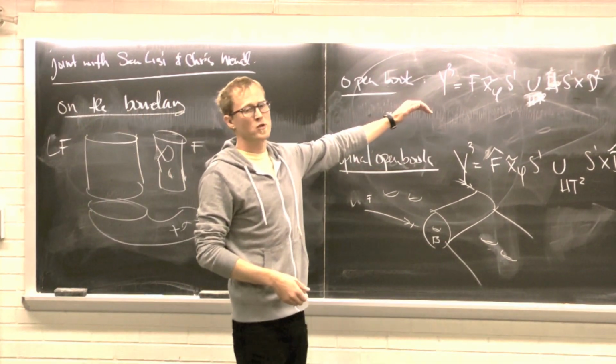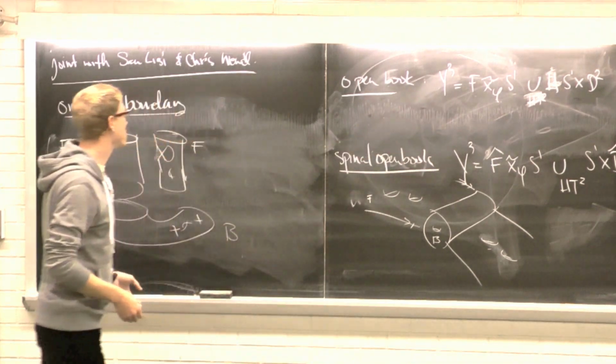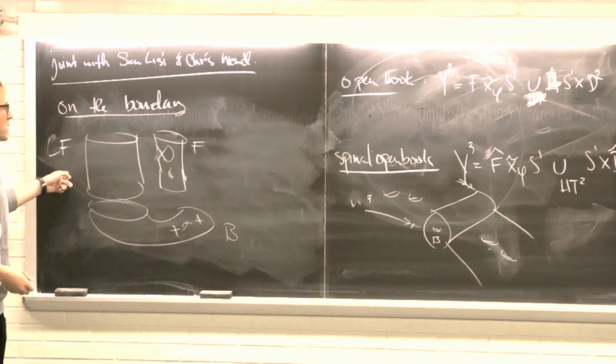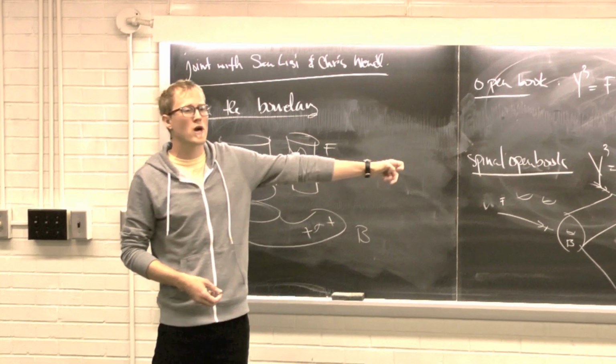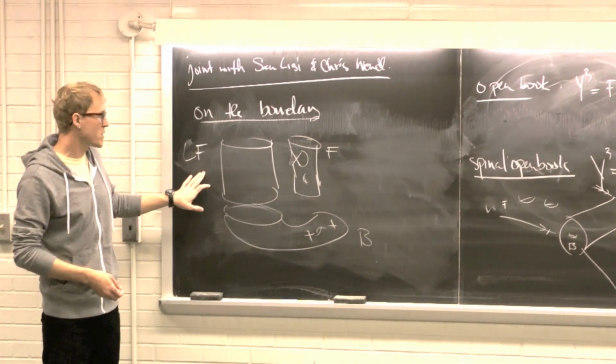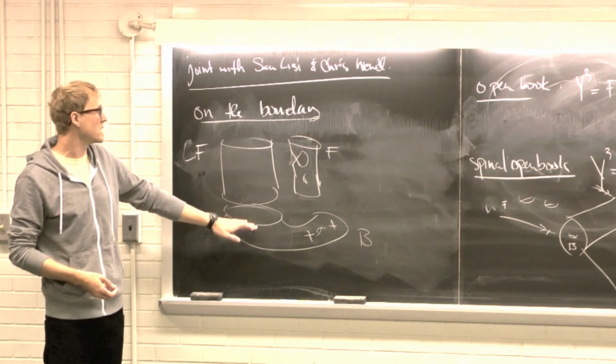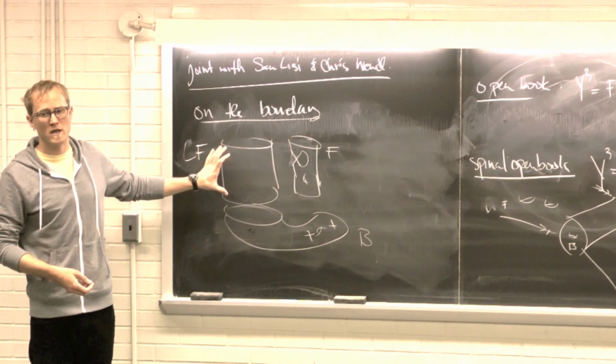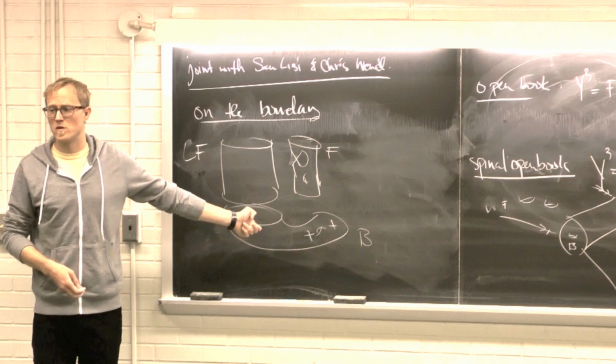Before, all we had was the monodromy. Now there's actually some sort of connectivity issue between what's happening here and what I'm describing as a spinal open book over here. The point is, if I look at the boundary of a Lefschetz fibration over a non-disk base, every component of the fiber here is glued to every component of the base.